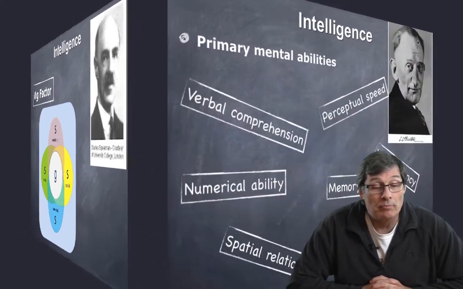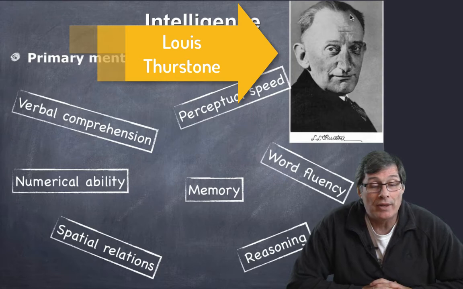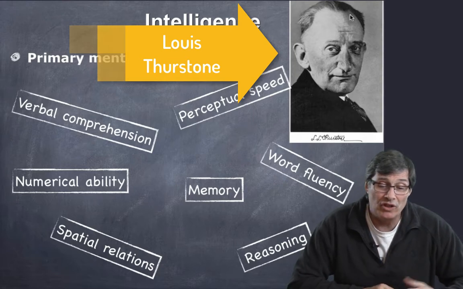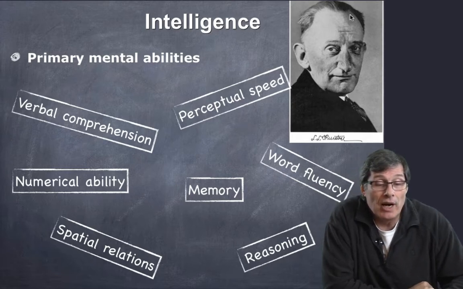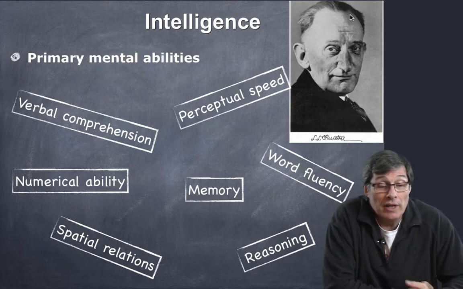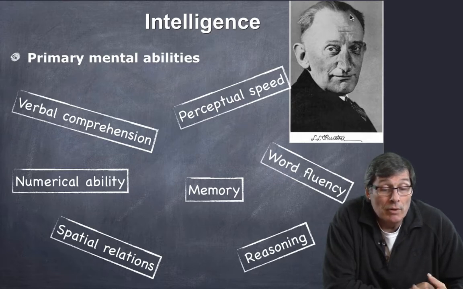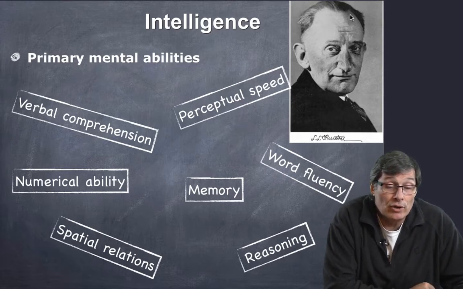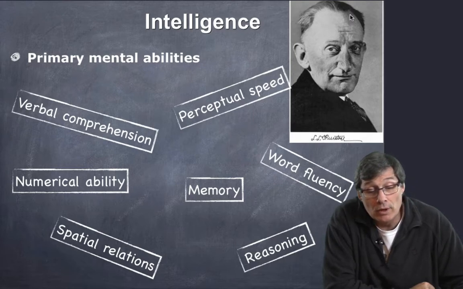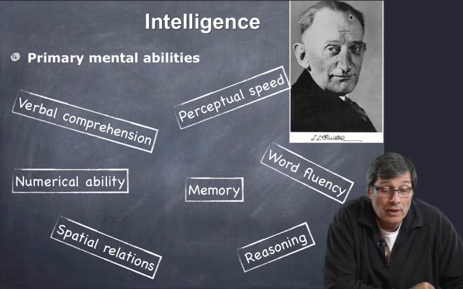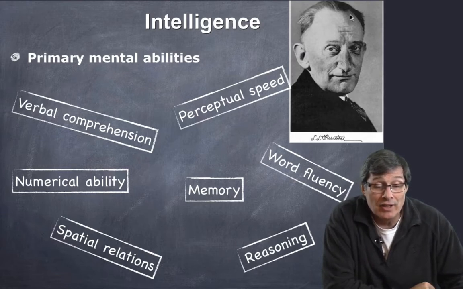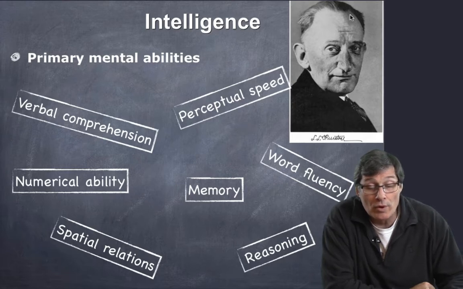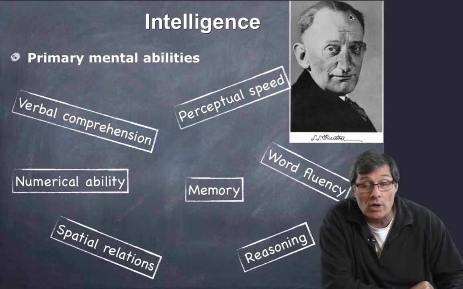Then we look at Thurstone's seven relatively distinct capabilities that singly or in combination are involved in all intellectual activities, and he called these primary mental abilities. They included verbal comprehension, numerical ability, spatial relations, perceptual speed, word fluency, memory, and reasoning. All intellectual activities involve one or more of these areas, and he believed that a single IQ score obscures more than it reveals, suggesting a profile indicating strong and weak areas.